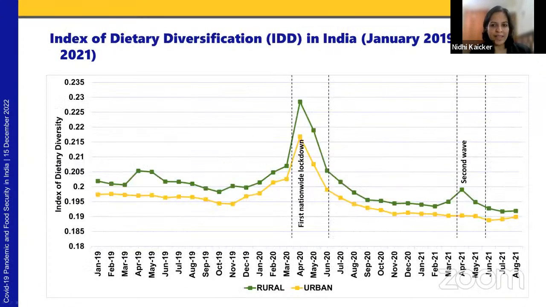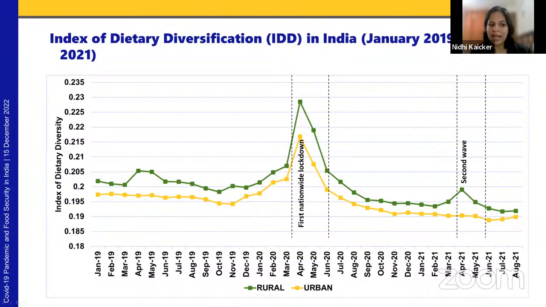So now I come to my second graph. The second graph shows the index of dietary diversification for the same period for rural and urban areas. We will discuss how we compute this index, but for now, we just want to share that a higher value of this index implies a more concentrated diet. There are fewer items in the expenditure basket, and a lower value of this index implies that it's a more diversified diet.